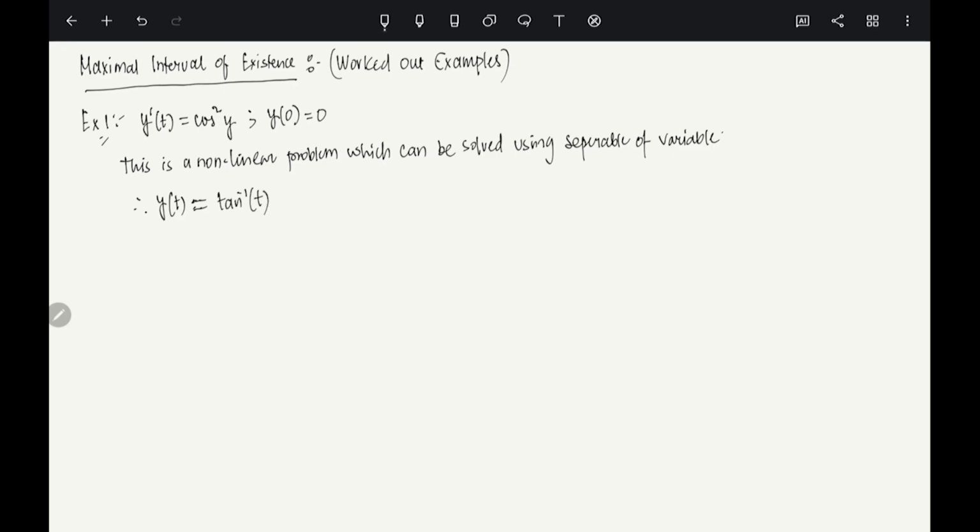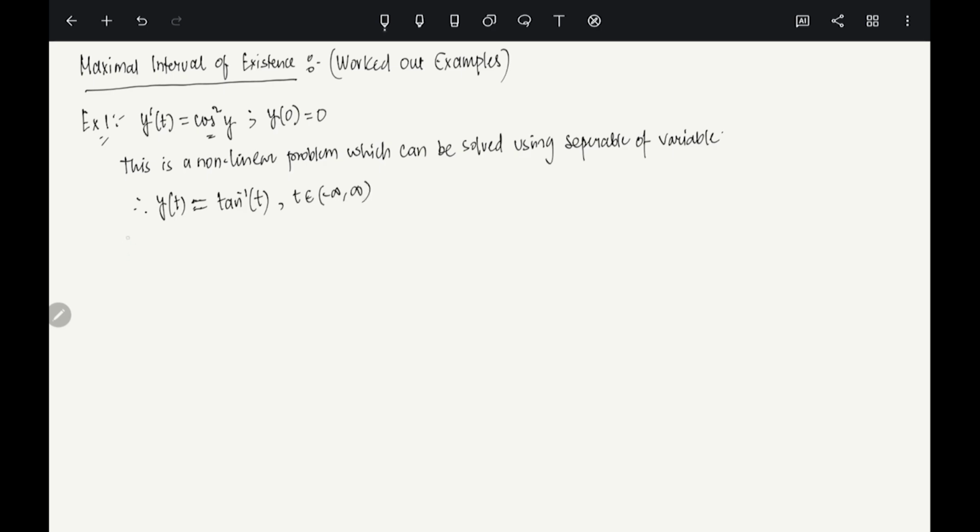Clear? Now this solution, initially by looking at the problem, we don't know what exactly the interval of existence is. Because cosine square y is defined for all y, it's not a problem, and y at the point 0 is given to you. So just by looking at the problem, we don't know what the interval of existence should be. But by solving it, we saw that y(t) equals tan inverse of t, and for any t between minus infinity and infinity, this is defined.